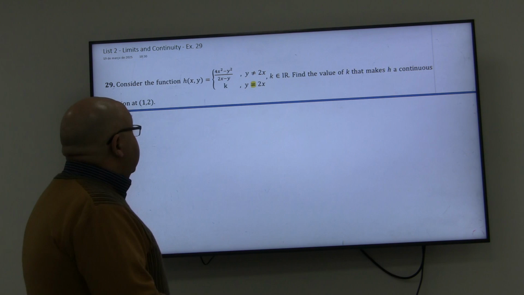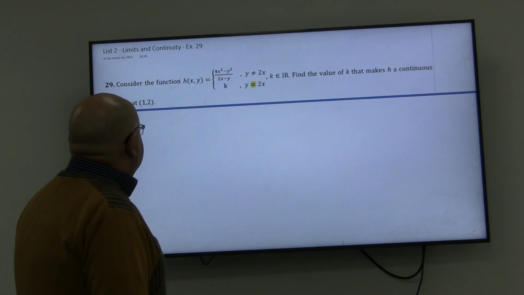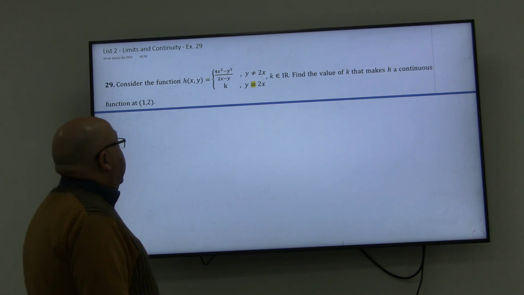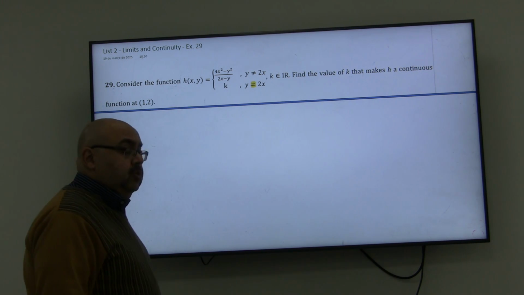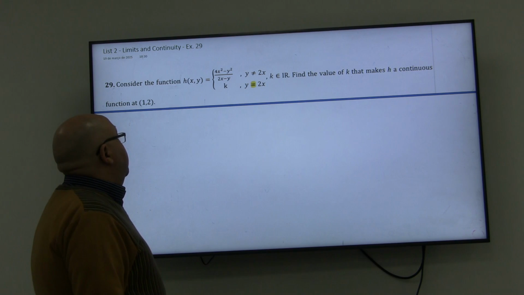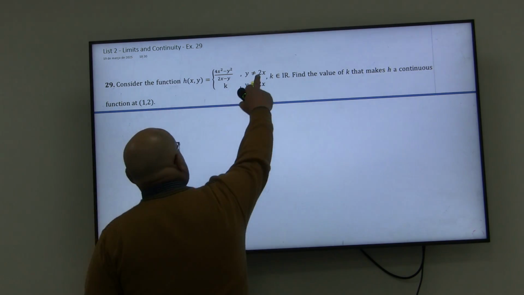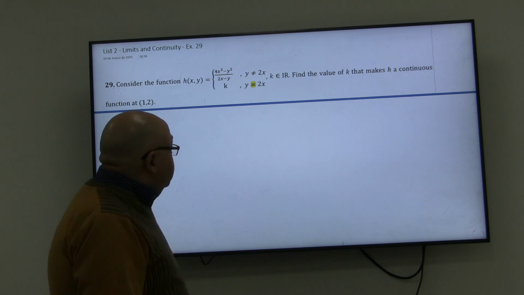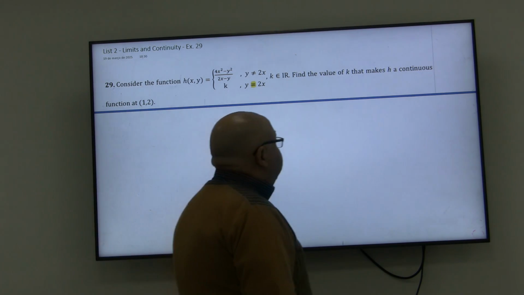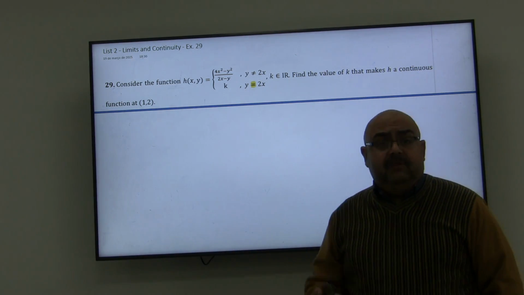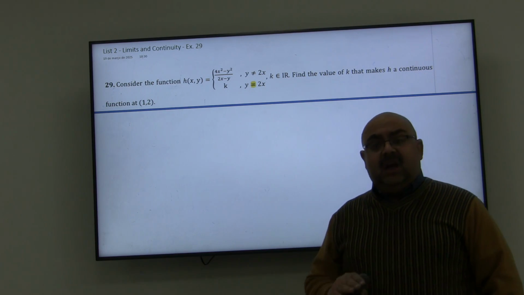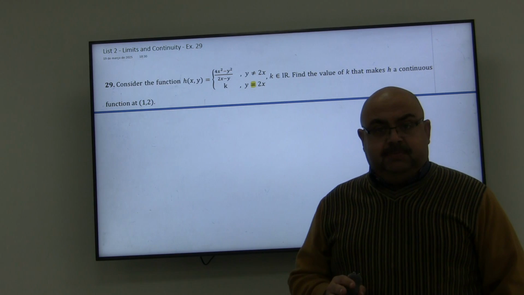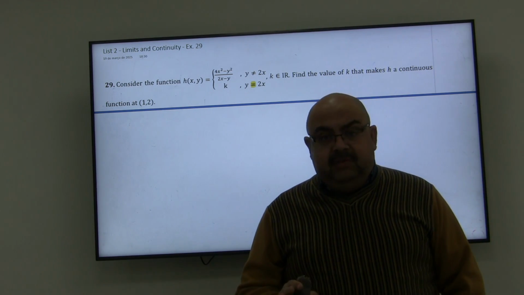This problem here, he asks you to consider the function h of x and y, and it is a function defined in more than one domain: the case when y doesn't equal 2x, and when y is equal to 2x, and he wants you to identify the value of k for which the function is continuous. This is one of the famous questions in this part, and the solution is really very simple.